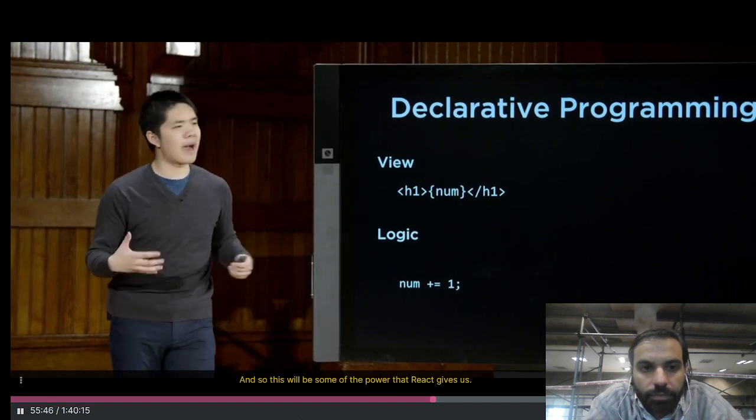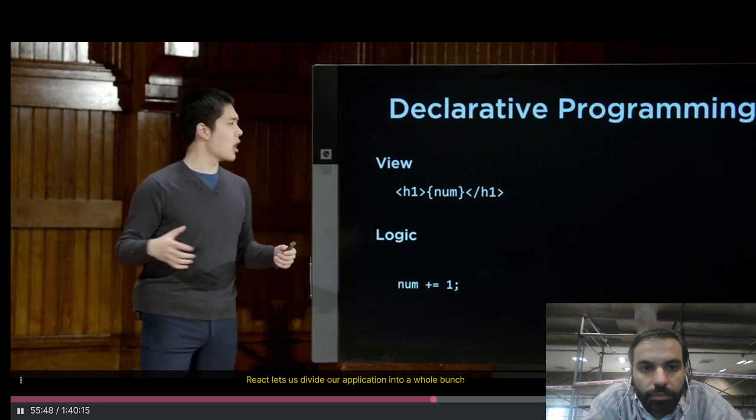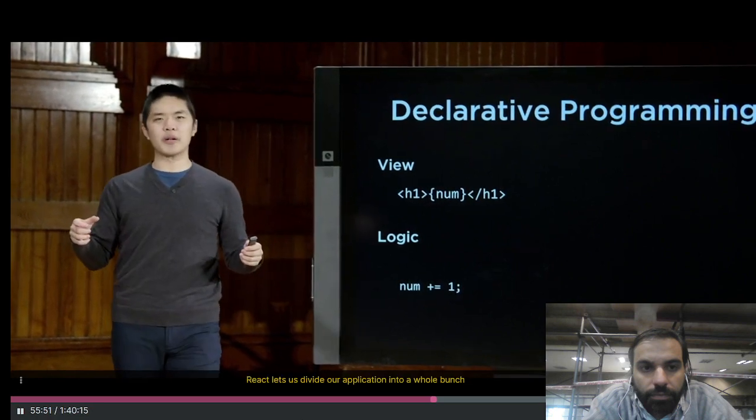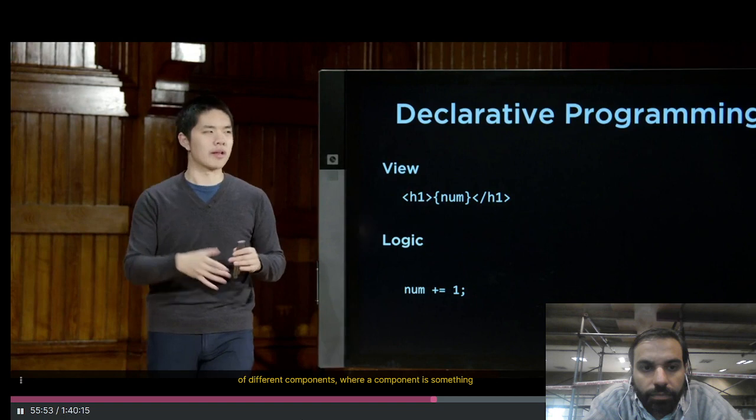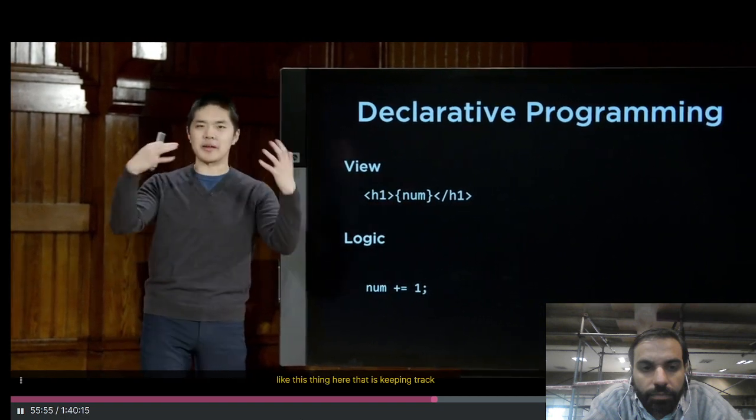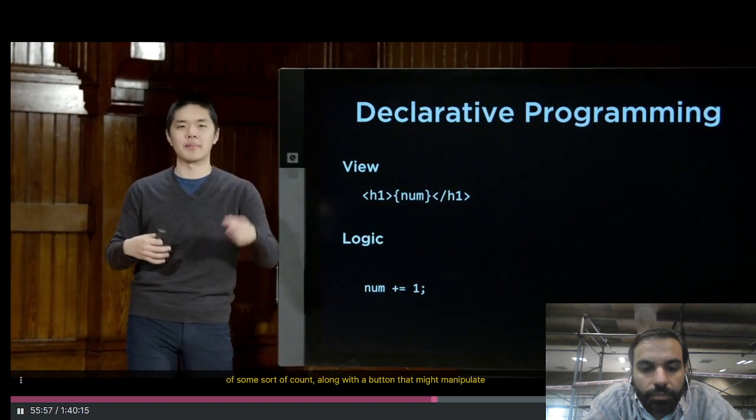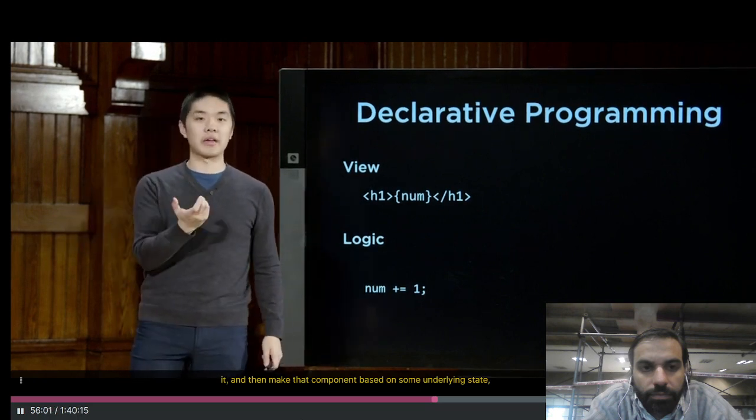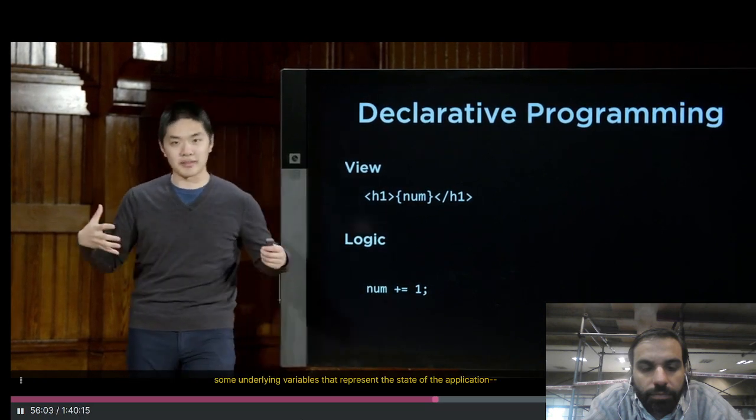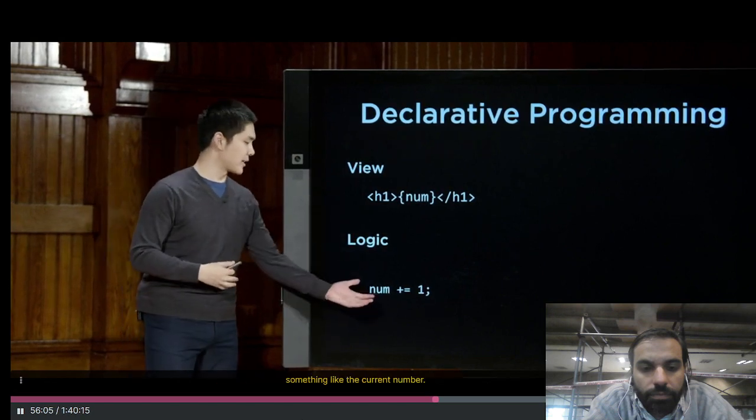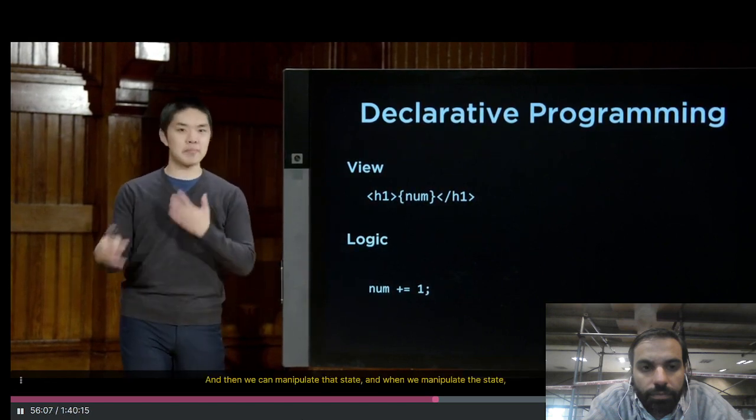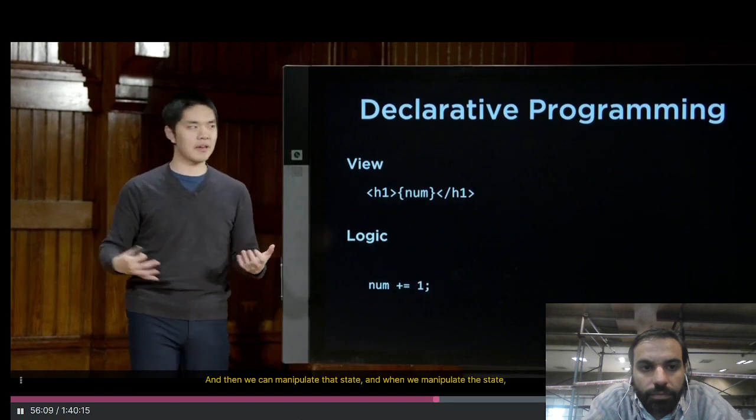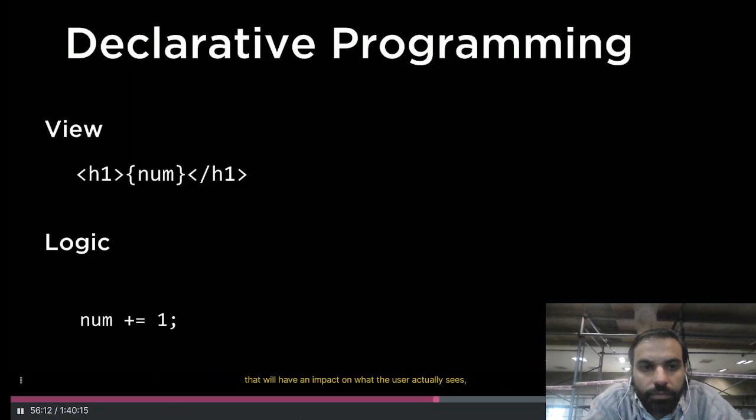And so this will be some of the power that React gives us. React lets us divide our application into a whole bunch of different components, where a component is something like this thing here that is keeping track of some sort of count along with a button that might manipulate it, and then make that component based on some underlying state, some underlying variables that represent the state of the application, something like the current number. And then we can manipulate that state. And when we manipulate the state, that will have an impact on what the user actually sees. And React will handle the process of updating that user interface for us.